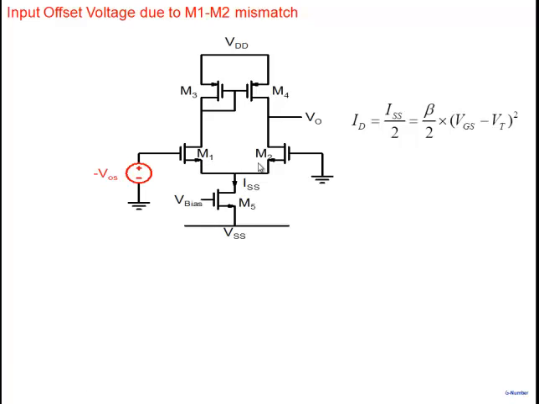VOS simulates the effect of mismatch, and now I'm putting minus VOS, so it will cancel the effect. So what will happen to ID1 and ID2? Despite the mismatch, they will remain the same. Okay? So keep that in mind.